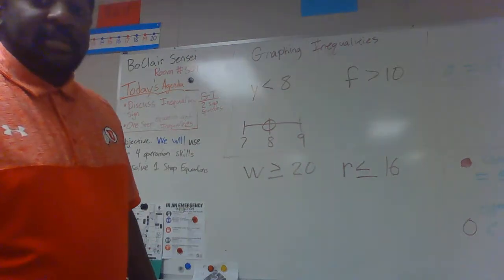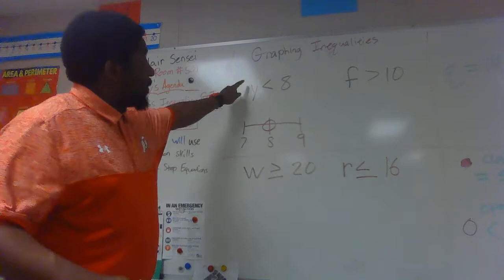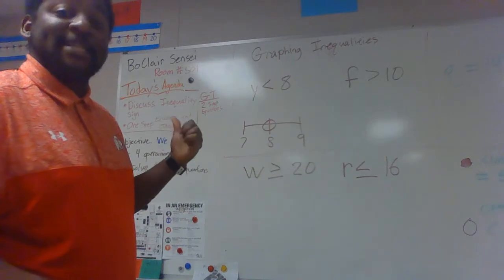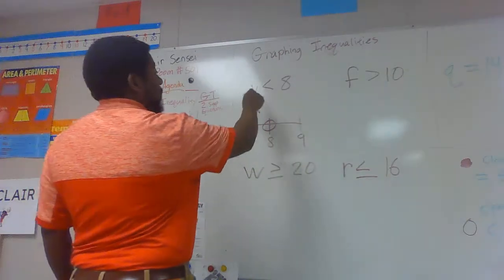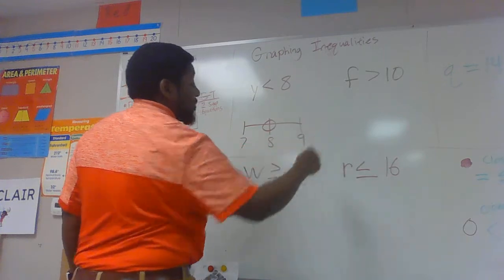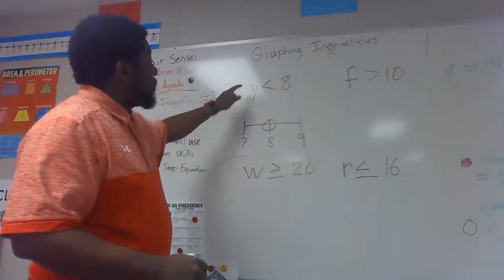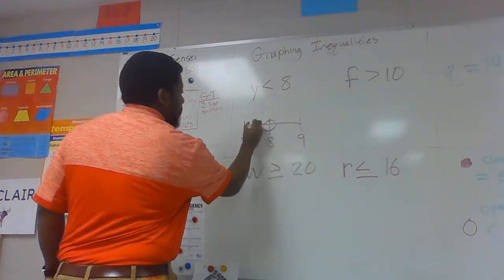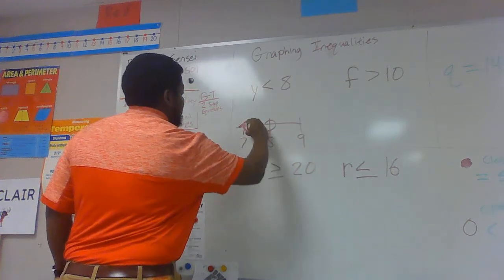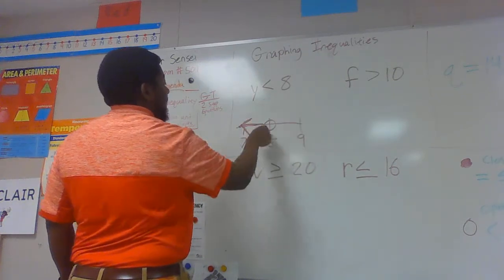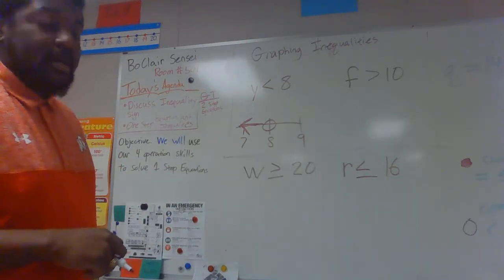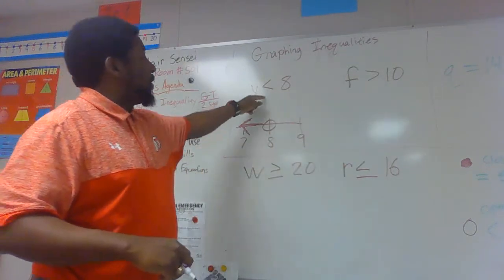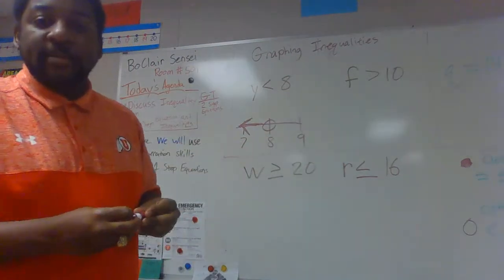So when we're thinking about our arrows, if our variable is less than the number, your arrow is going to point to the left because everything is less than that. If it's greater than 8, I would point to the right to all the numbers that are greater than 8. My answer is less than 8, which means I should have an arrow pointing to the left because left is less than 8. Open circle because I don't have an equal sign underneath and I don't have an equal sign on my problem. So open circle, arrow to the left.